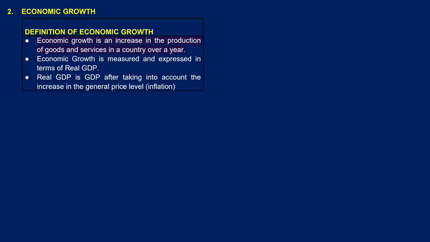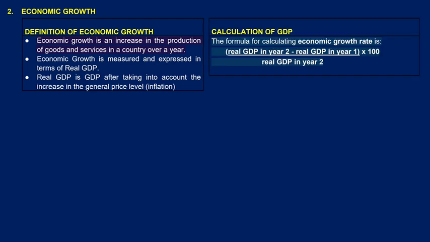So you cannot measure economic growth just by looking at your nominal GDP. And how do we calculate this? So to calculate your economic growth rate, you take your real GDP in year 2 minus the real GDP in year 1 over the real GDP in year 2, and you times that by 100, because then that will give you a percentage.